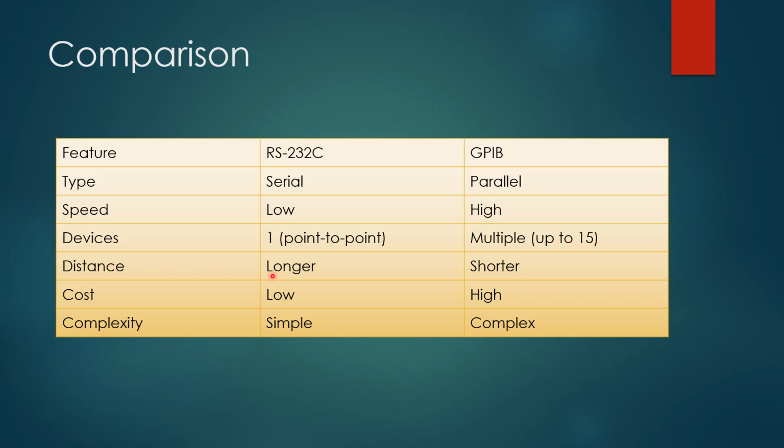Here the distance is longer: if you are using an Ethernet cable, then you can make a longer connection. But with GPIB it is very short, where the GPIB cables have a restriction in length. And cost wise RS-232 is low and GPIB is high. Complexity wise RS-232 is very simple and GPIB is very complex.